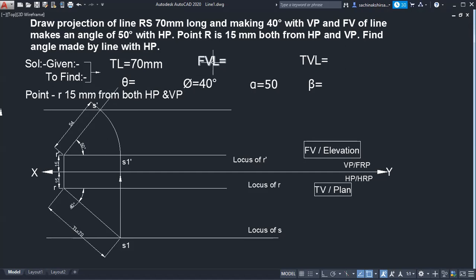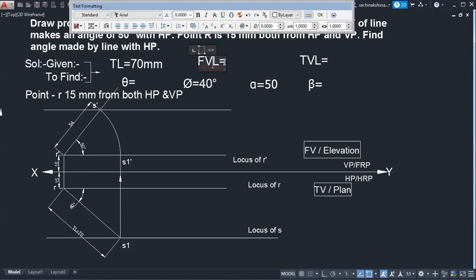54 comes, but you took 55? Approximately 55 was taken. No problem. If at all 54 is accurate, 55 is also correct, 53 is also correct. 1 mm we can understand. So accurate is 54. Accurate it is coming as 54. Okay, so we got FVL. So as I got FVL, I will give it as 54 mm.